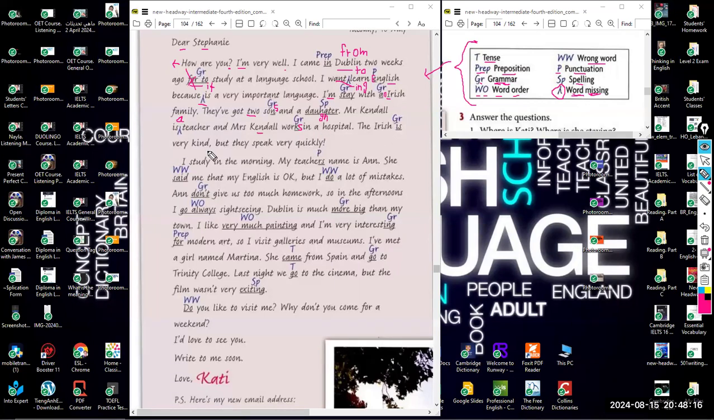Now, the Irish is very kind, but they speak very quickly. Yes, how did you know that we have to use are? They speak. Bravo. They are plural. So guys, I know that the Irish sometimes mentions the singular, but because we have they, now I'm talking about Irish people. Because of that, this is a grammar mistake. I have to use are, but not is. So the Irish people are very kind, but they speak very quickly.